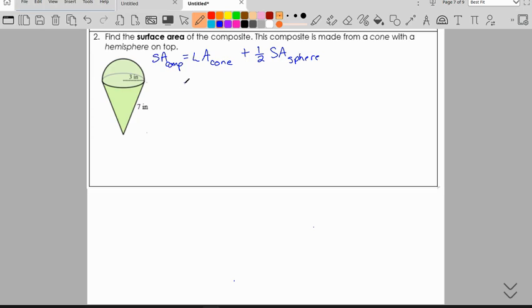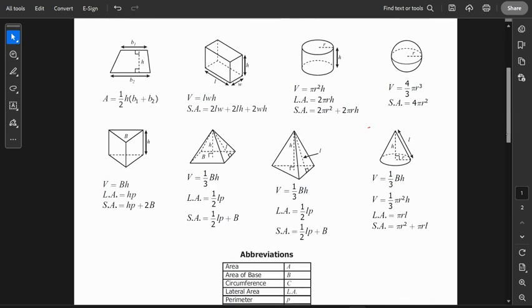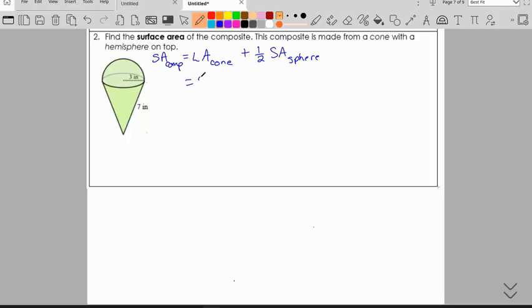Okay, so that's my plan. So let's go find those formulas. Lateral area of a cone. If I look at my formula sheet, lateral area of a cone is pi r L, pi times radius times slant height, plus half the surface area of a sphere. Now I am going to put that in parentheses because we're taking half of that whole formula. The surface area of a sphere is 4 pi r squared. And now I have my formulas ready to go.